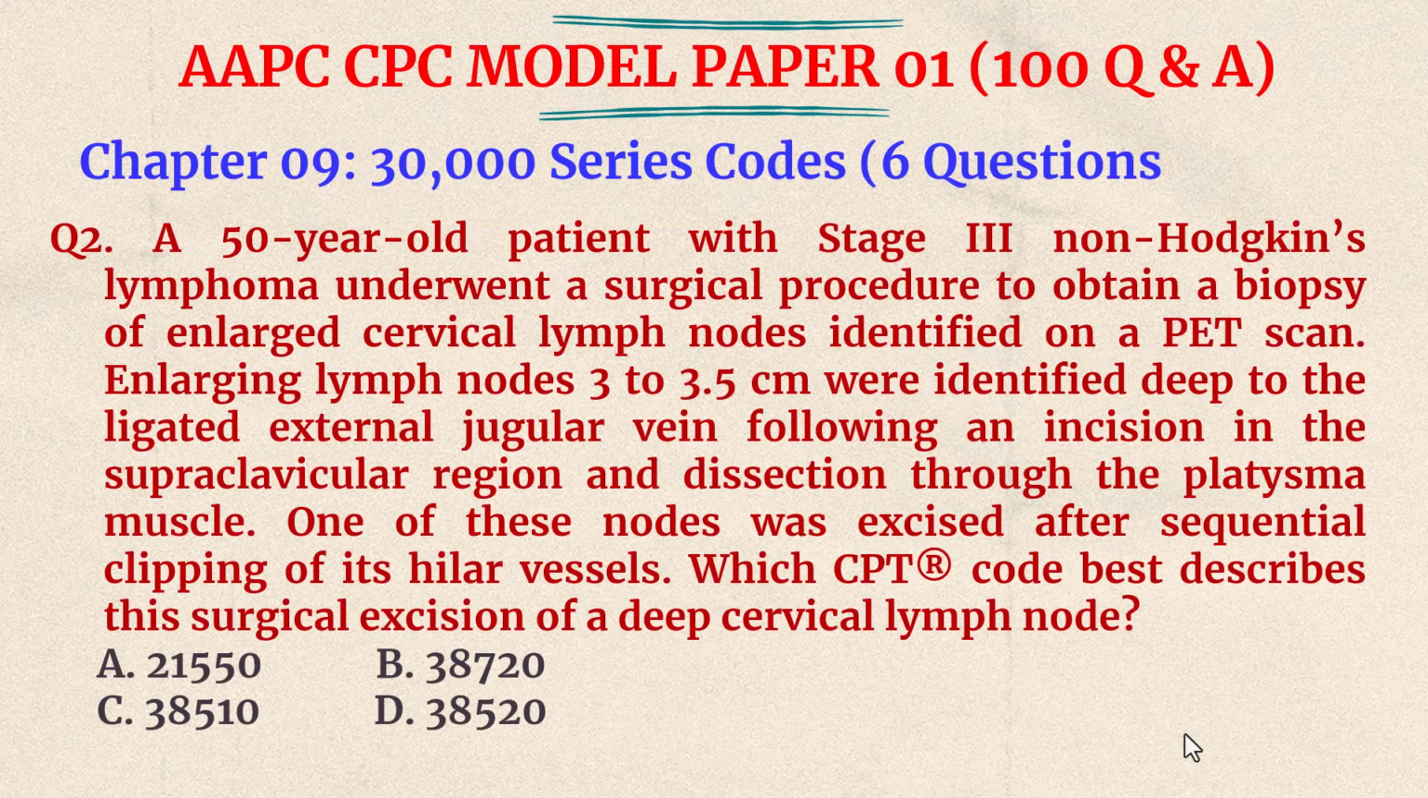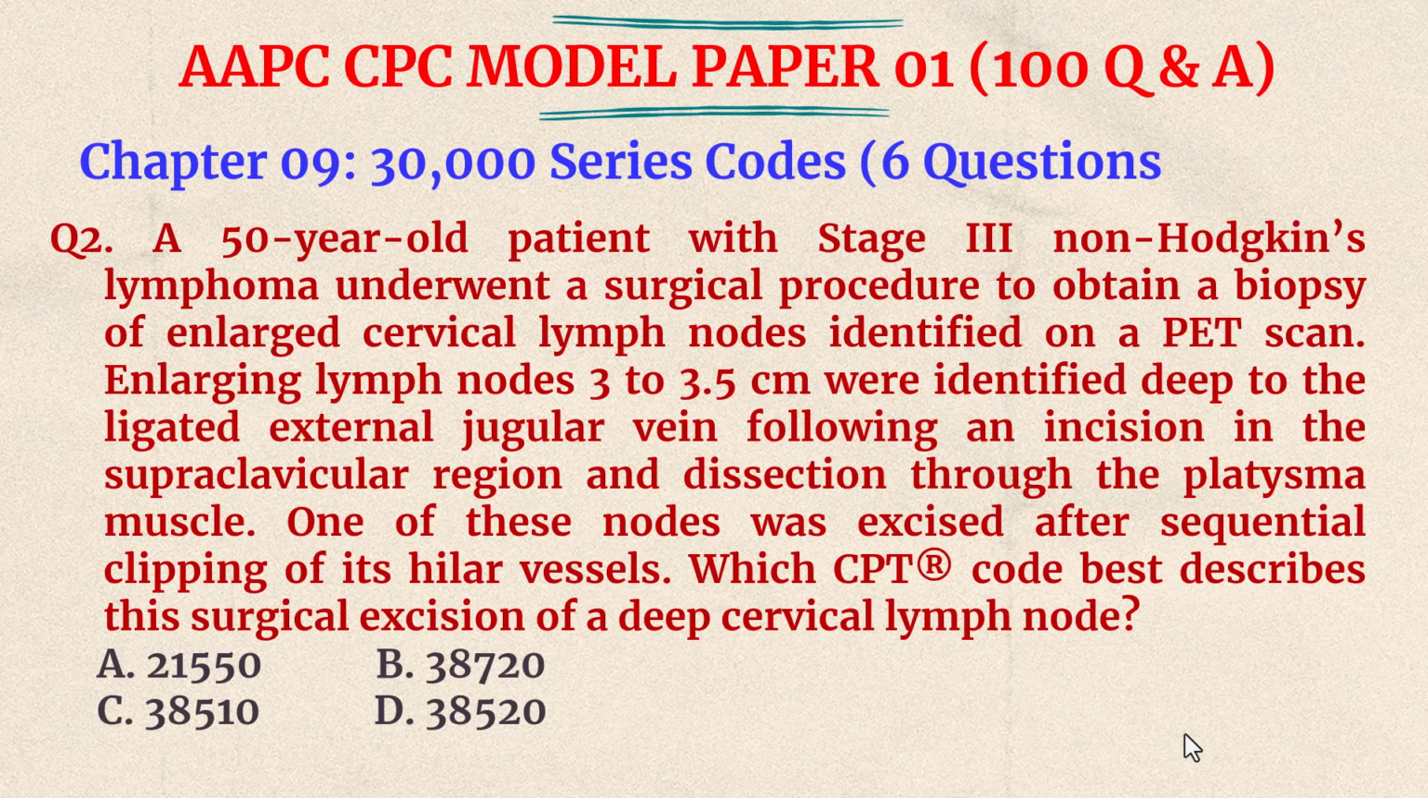Question number 2. A 50-year-old patient with stage 3 non-Hodgkin's lymphoma underwent a surgical procedure to obtain a biopsy of enlarged cervical lymph nodes identified on a PET scan. Enlarged lymph nodes 3 to 3.5 cm were identified deep to the ligated external jugular vein following an incision in the supraclavicular region and dissection through the platysma muscle. One of these nodes was excised after sequential clipping of its hilar vessels. Which CPT code best describes this surgical excision of deep cervical lymph node?